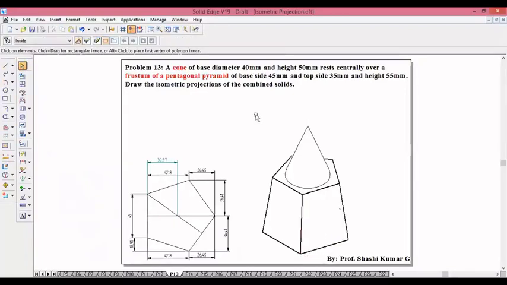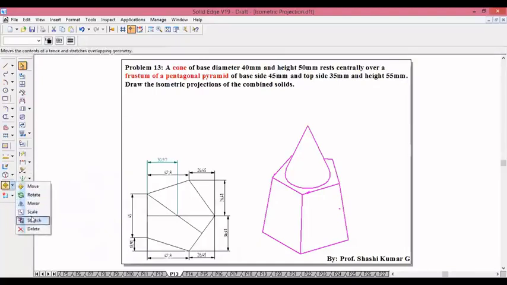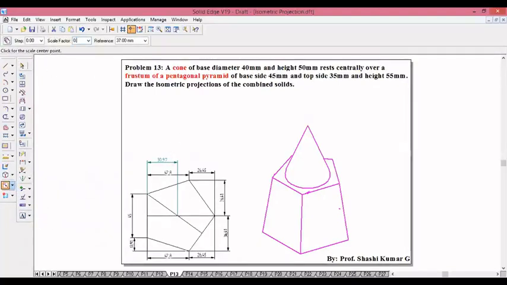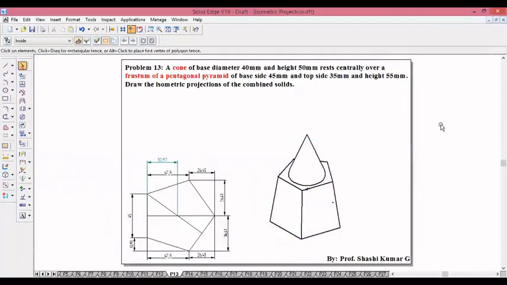and select all. This should be thick, so make it 0.5 mm thick. Convert to isometric scale. Take scale 0.816. So this is the solution for problem number 13. Thank you.